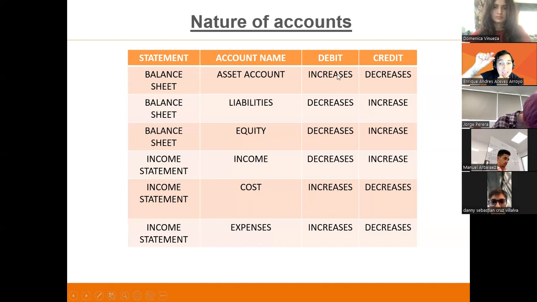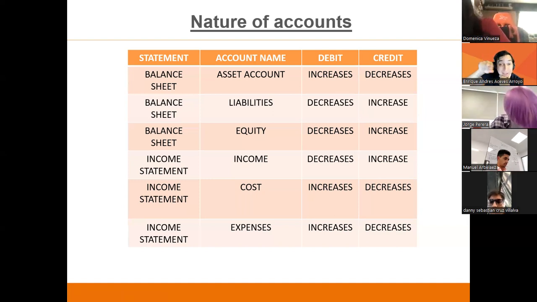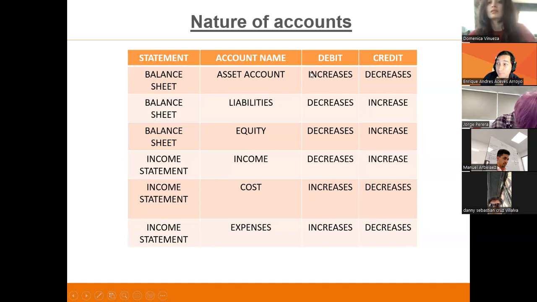with the word increase, that means that the final balance of that account should end up with that nature. I will give you an example. All the asset accounts should end up with a positive balance. Why positive balance? Because the debits are positive and the credits are negative. All the liabilities should end up with a negative balance.